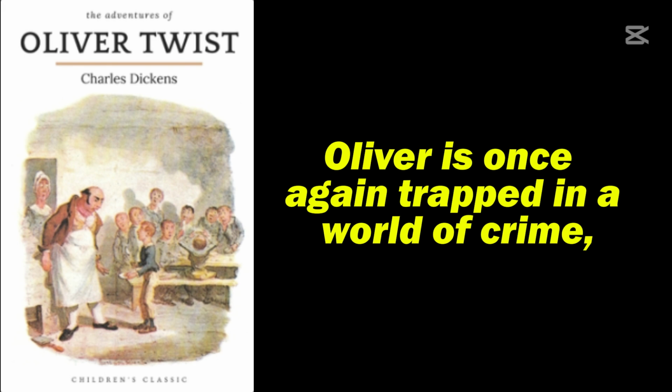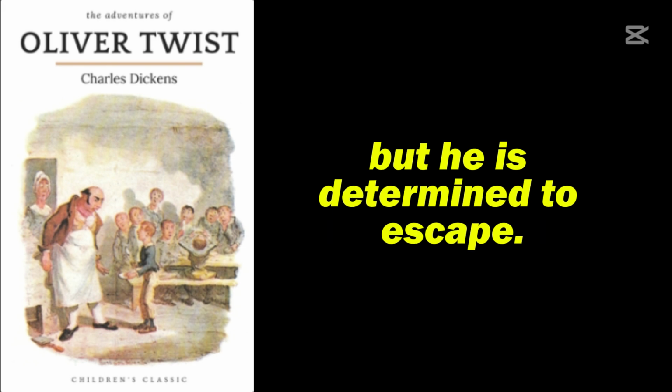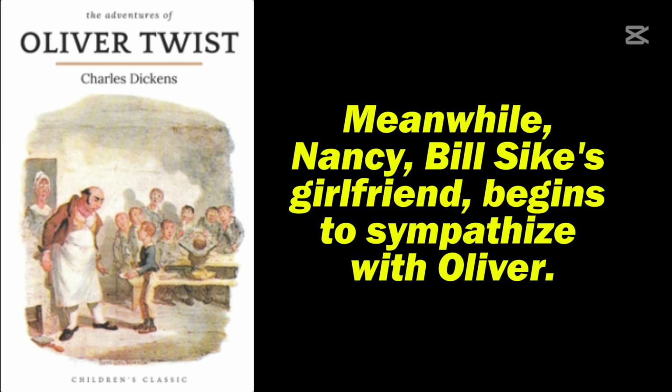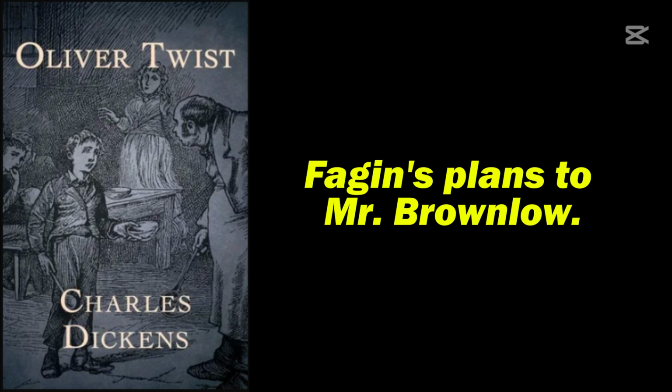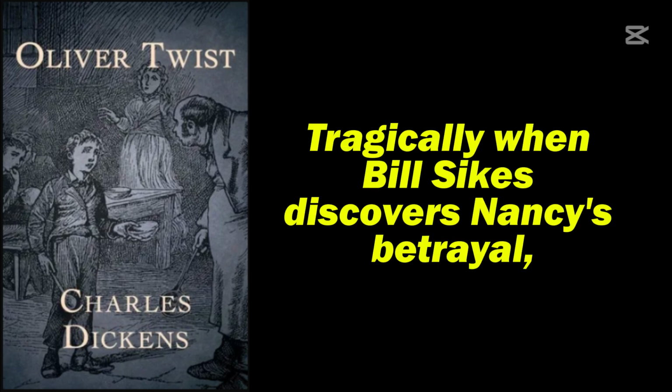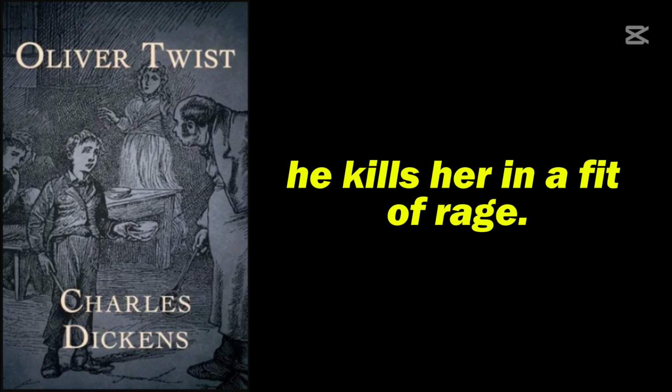Oliver is once again trapped in a world of crime, but he is determined to escape. Meanwhile, Nancy, Bill Sikes' girlfriend, begins to sympathize with Oliver. She secretly tries to help him by revealing Fagin's plans to Mr. Brownlow. Tragically, when Bill Sikes discovers Nancy's betrayal, he kills her in a fit of rage.